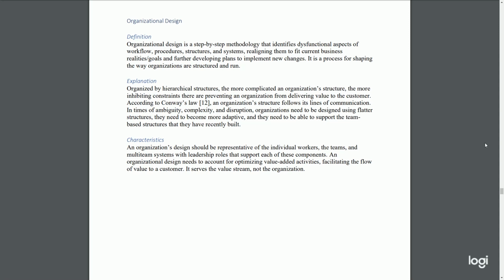Characteristics: an organization's design should be representative of the individual workers, the teams, and the multi-team systems with leadership roles that support each of these components. An organizational design needs to account for optimizing value-added activities, facilitating flow of value to the customer. It serves the value stream, not the organization.